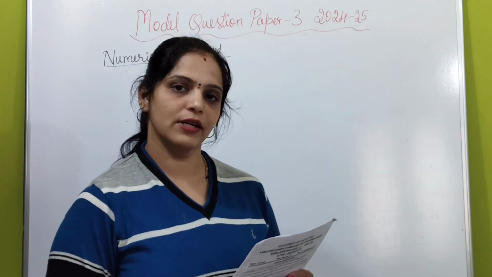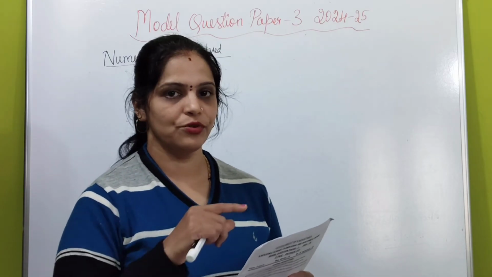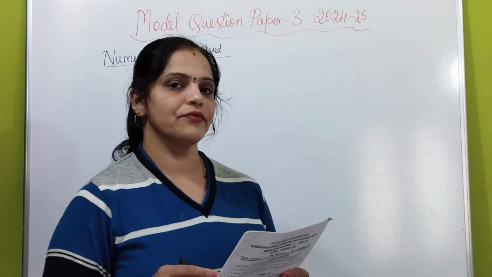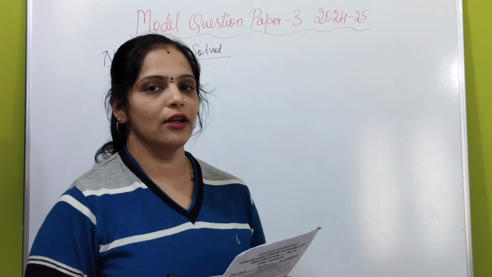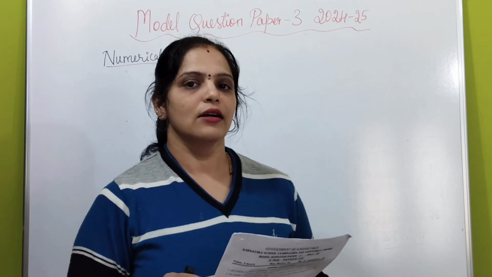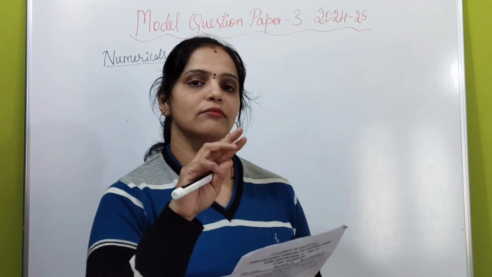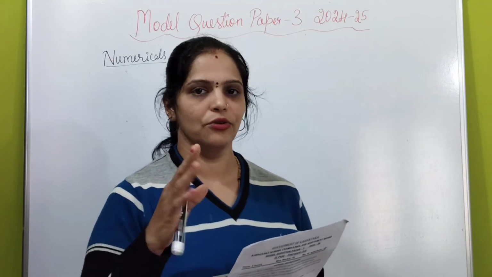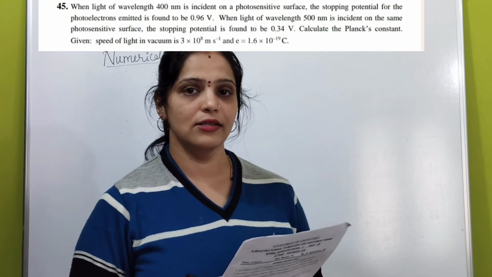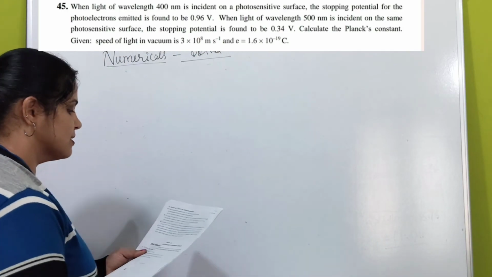The first numerical is from the first chapter or second chapter. The second numerical is always from current electricity, as we observed in all three papers. And the third is from the ESC chapter. So if you are thorough with any three chapters, then you can answer two questions. Either be thorough with current electricity and ESC chapter, or be thorough with any three chapters, then you can answer two questions easily. So here in the third paper, instead of ray optics, they have given the question from dual nature. We are going to discuss that later.